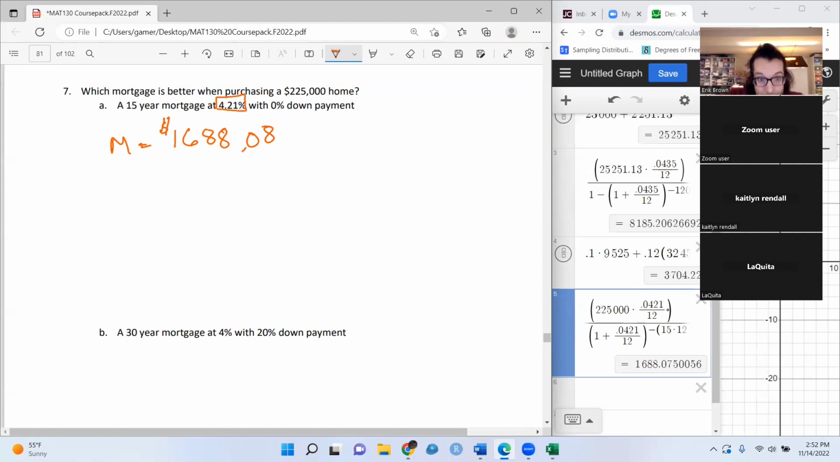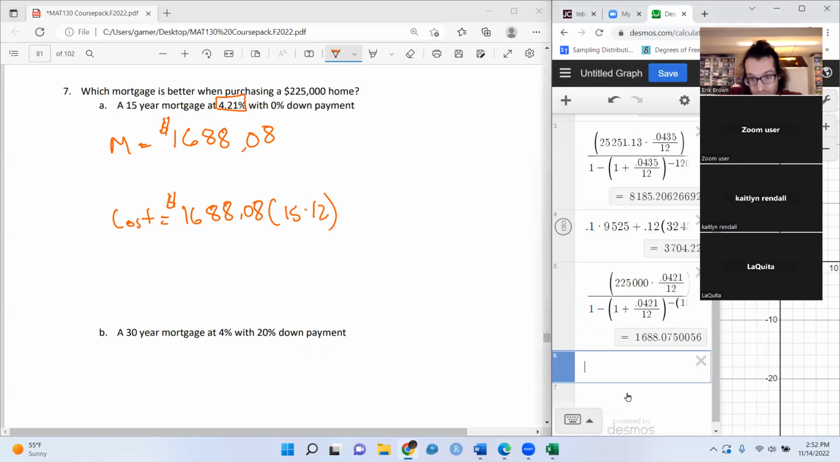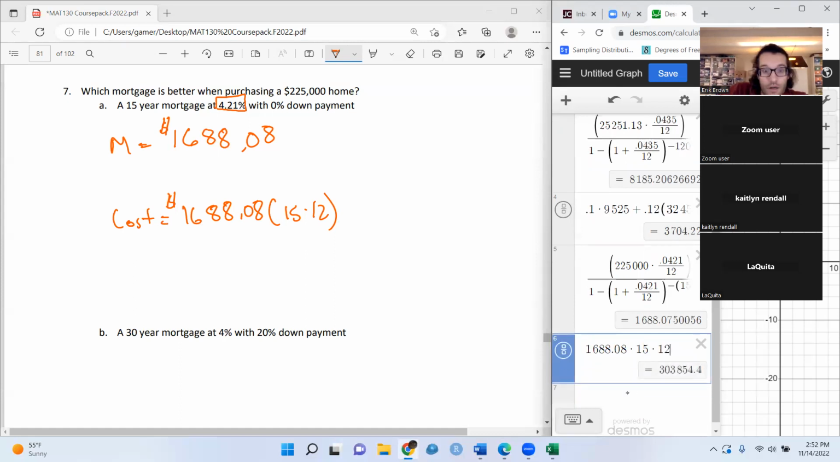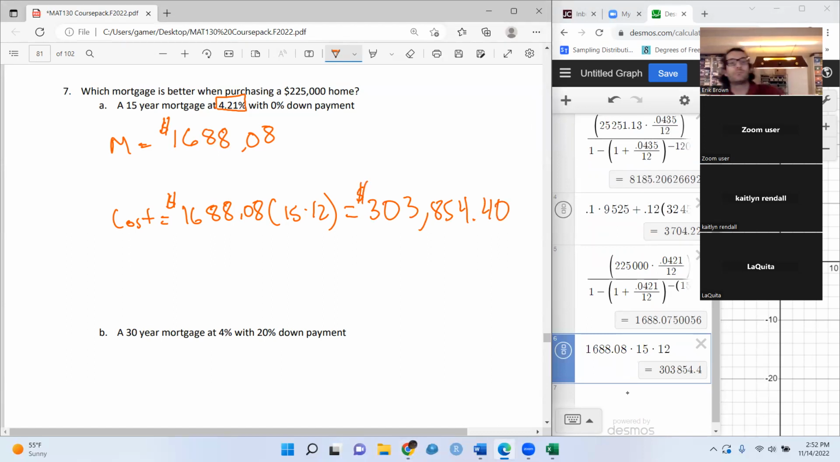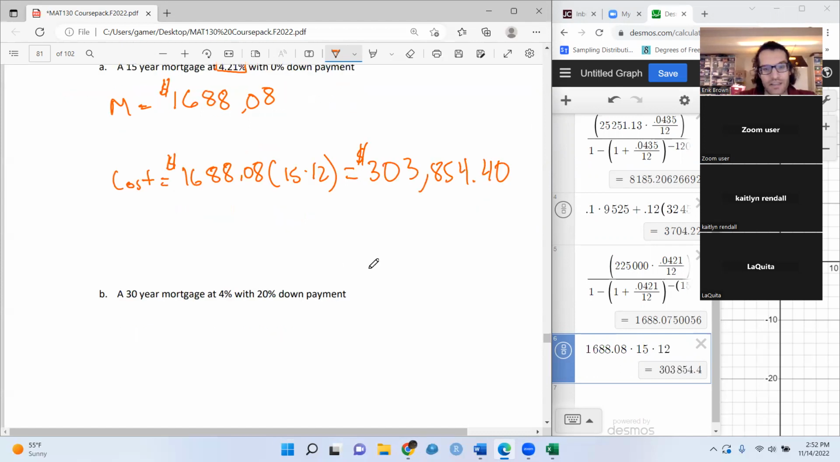Okay, so that's going to be the monthly payments. Now notice we made no down payment, so the total cost to purchase this home is going to be the $1,688.08 times the 15 times the 12, right? Because it's that 15 years when making that many payments. So that would be $3,854.40. You know, like what, an extra 80,000 to buy that house spread over 15 years. I guess that's not terrible.